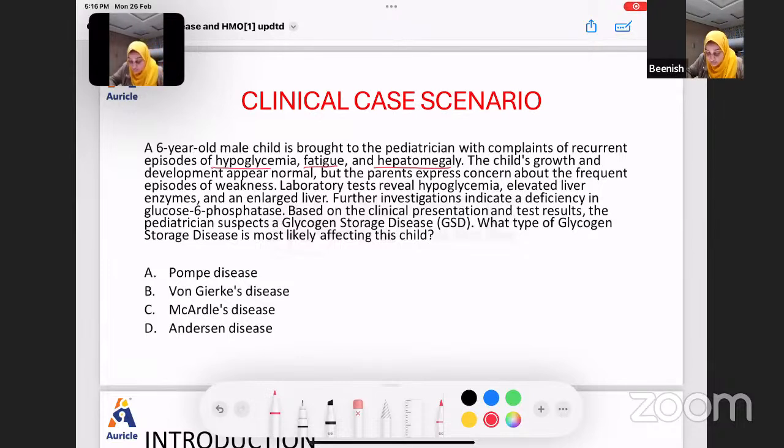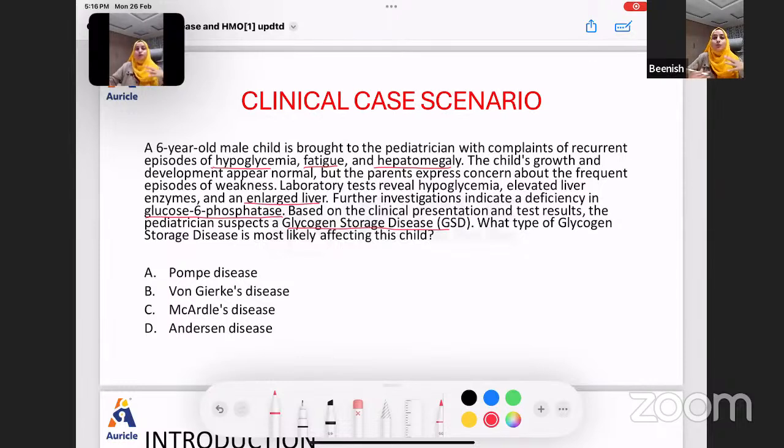The child's growth and development appear normal, but the parents express concern about the frequent episodes of weakness. Laboratory tests reveal hypoglycemia, elevated liver enzymes, and an enlarged liver. Further investigations indicate a deficiency in glucose 6-phosphatase. Based on the clinical presentation and test results, the pediatrician suspects a glycogen storage disease. What type of glycogen storage disease is most likely affecting this child?